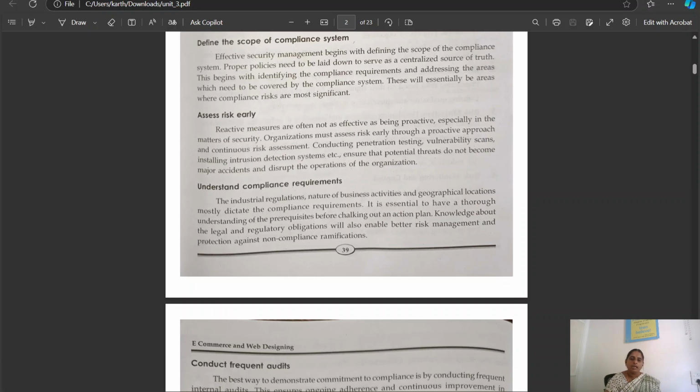And the third point, understand compliance requirements. The industrial regulations, nature of business activities, and geographical locations mostly dictate the compliance requirements. It is very essential to have a thorough understanding of the prerequisites before deciding on an action plan. Knowledge about the legal and regulatory obligations will also enable better risk management and protection against non-compliance ramifications.